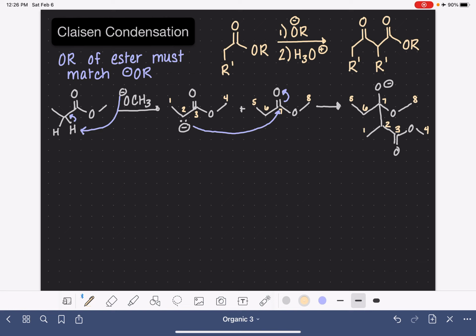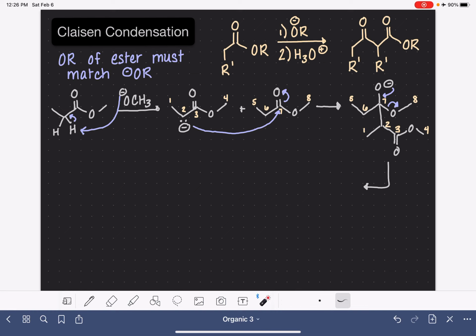In the next step, we're going to bring the lone pair of electrons back down to remake the carbon-oxygen double bond, and we're going to get rid of this methoxide group, the oxygen and carbon number 8. And I'm going to draw that guy over here.